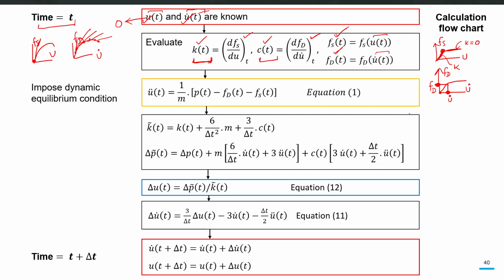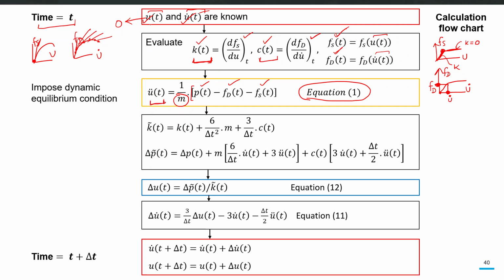So the second step is that you impose the dynamic equilibrium equation. This is the same equation 1, which is the governing equation of motion, but now u double dot of t is on the left hand side, and that is part of the inertial force. So m times u double dot of t is equal to the sum of the other forces. So m can be taken on the left hand side of the equation, and in the bracket you have p of t minus fd and minus fs. So this is the same equation 1, which is rearranged now to calculate u double dot of t.